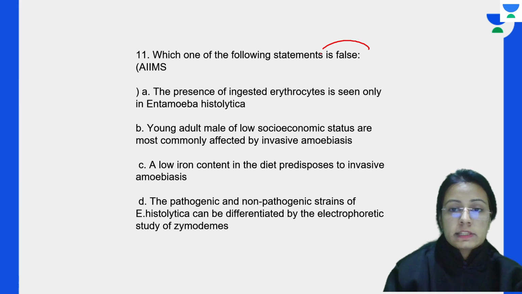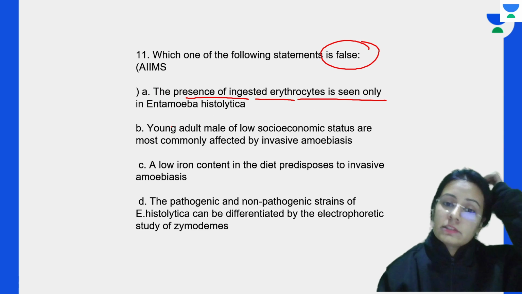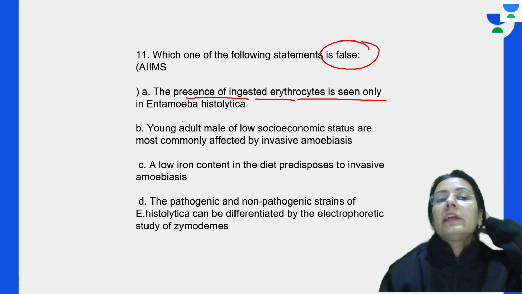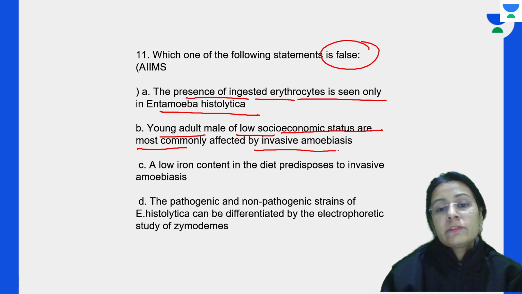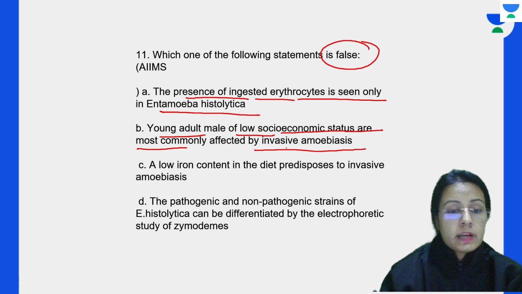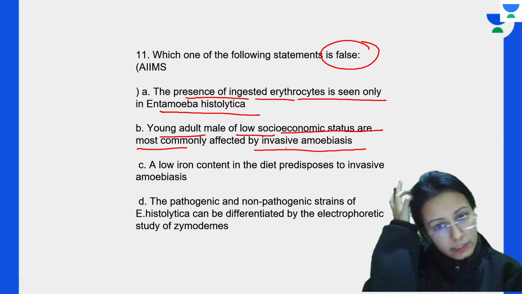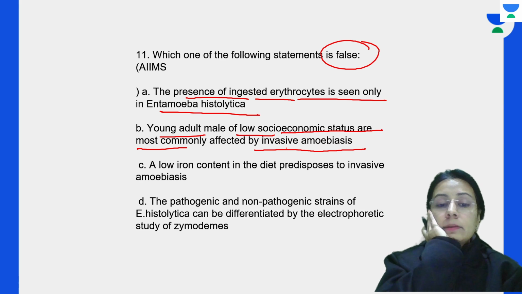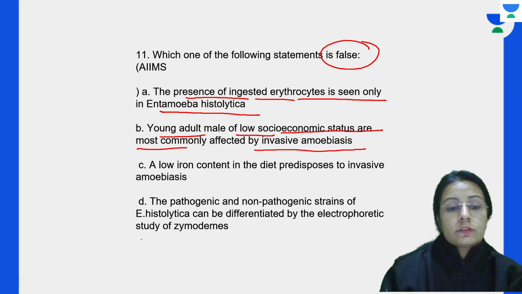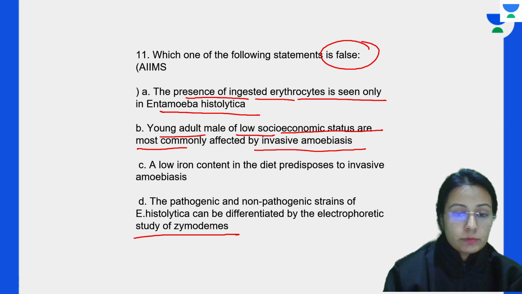Which of the following statements is false? The presence of ingested erythrocytes is seen only in Entamoeba histolytica. Young adult males of low socioeconomic status are most commonly affected by invasive amoebiasis. Low iron content in the diet predisposes to invasive amoebiasis. The pathogenic and non-pathogenic strains of histolytica can be differentiated by electrophoretic studies of the zymodemes.